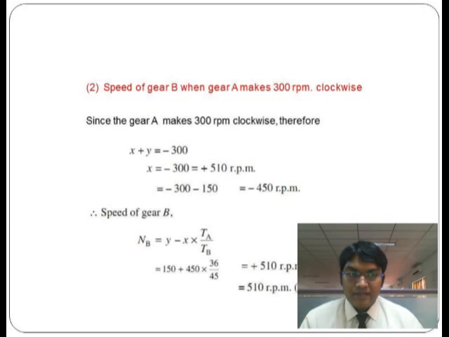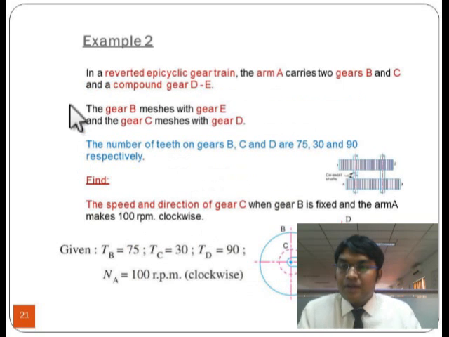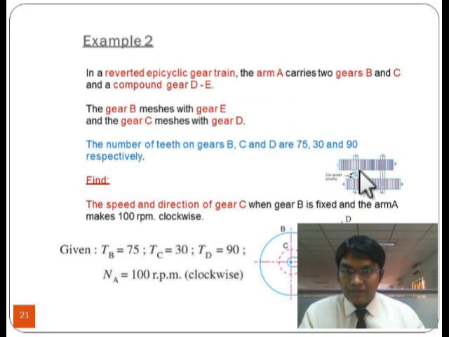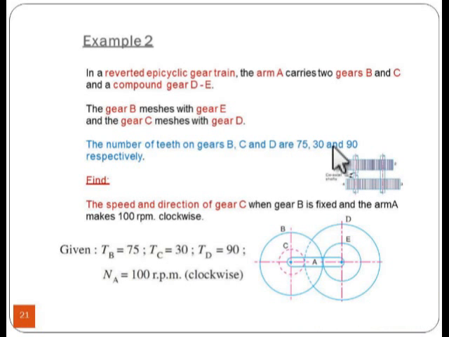Now let's move on to the next sum. The second sum is going to be about a reverted epicyclic gear train. As I mentioned in the beginning, a reverted gear train has two gears on coaxial shafts. Like this, as you can see here, two coaxial shafts. So one rotates, two rotates, 2 and 3 are at the same speed, 3 and 4 are coaxial. So this is the condition.